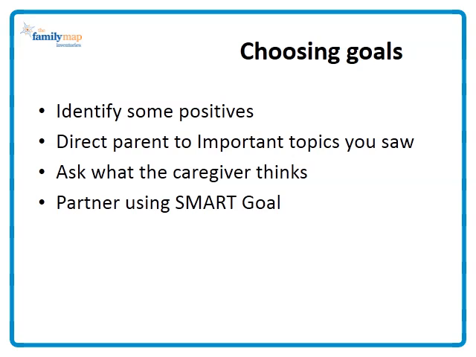Choosing a goal can be difficult. As you begin talking with caregivers, start with a strength. Let them know that you notice good things going on in their family as well. As you're going through the family map, try to note things you think are important to talk more about with the caregiver. Then, as you're talking with the caregiver, you can have in mind important topics to see if the parent would be interested in your support. Once you and the caregiver have agreed on a goal topic, your next step will be to set a SMART goal.